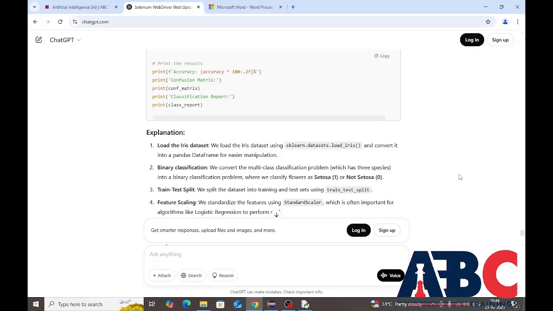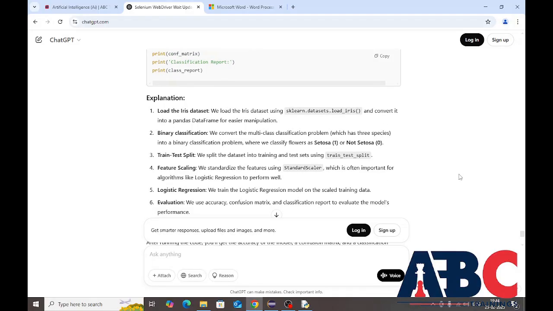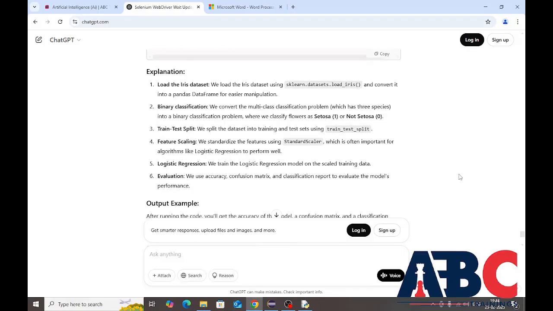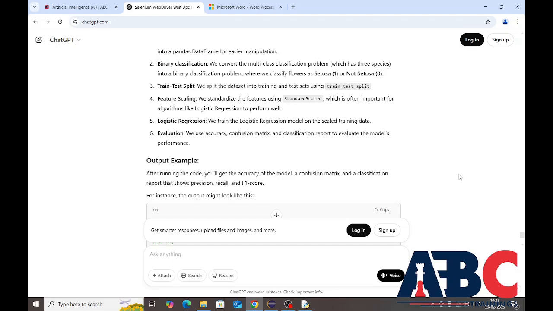Train test split. We split the dataset into training and test sets using train_test_split. Feature scaling. We standardize the feature using standard scaler, which is often important for algorithms like logistic regression to perform well. Logistic regression. We train the logistic regression model on the scaled training data. Evaluation. We use accuracy, confusion matrix, and classification report to evaluate the model's performance.